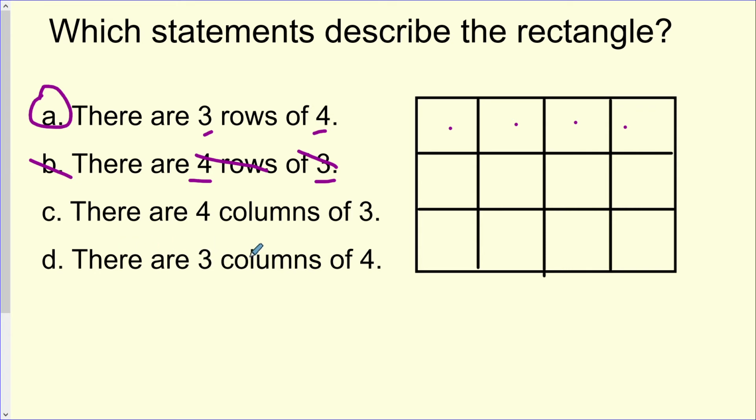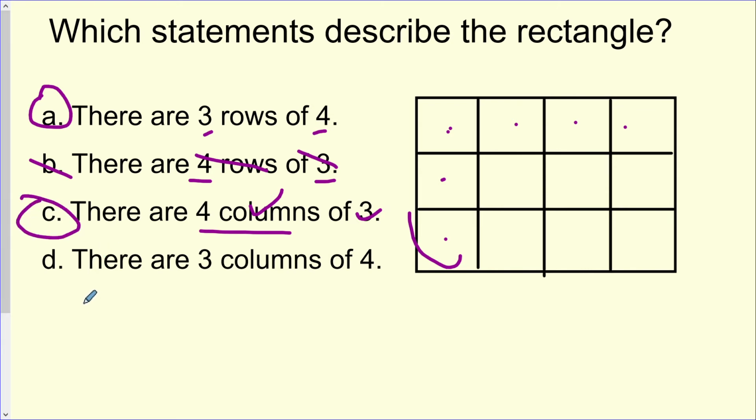There are 4 columns of 3. Remember what a column is? It goes up and down. So this is column number 1, 2, 3, 4. Are there 4 columns? Check. Are there 3 squares in each one of the columns? Check. So C is correct.